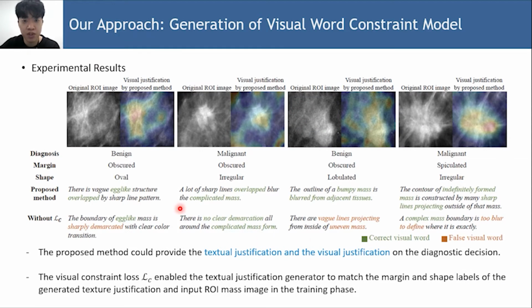Here are examples of visual and textual justification that are generated from the visual word constraint model. As you can see from the figure, we could generate textual justification that can match the margin and shape labels of given medical images with the proposed visual constraint loss. We generated textual justification that does not duplicate the sentences from the training set, but could provide variable sentences depending on the attributes of the provided images.